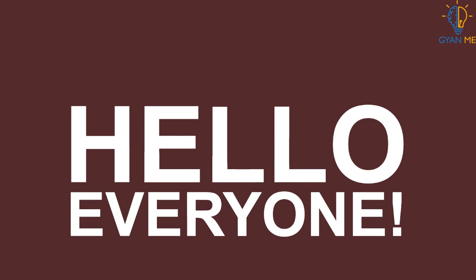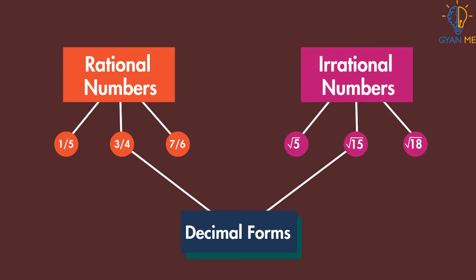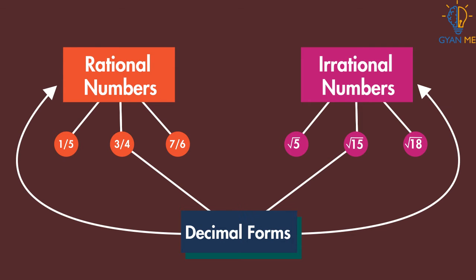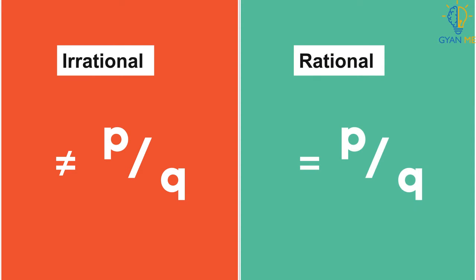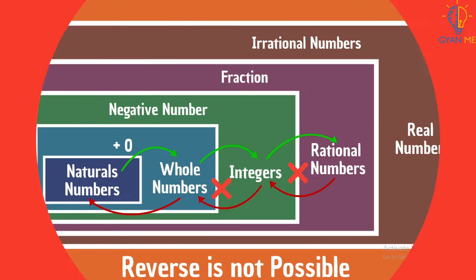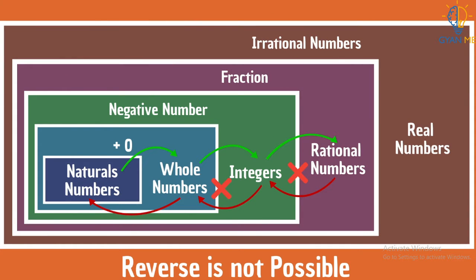Hello students! In a previous video, we learned about irrational numbers. We also learned that irrational numbers are those numbers which cannot be written in their p upon q form, while rational numbers are those numbers that can be written in their p by q form. We also saw that rational and irrational numbers together form a bigger set of numbers called real numbers.